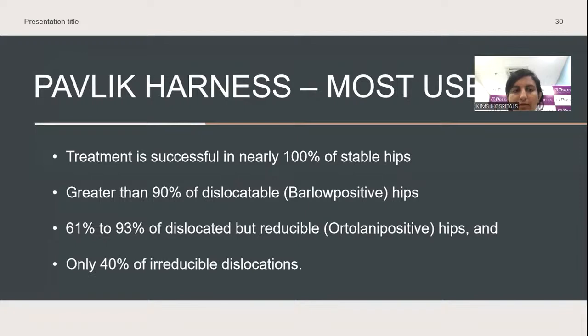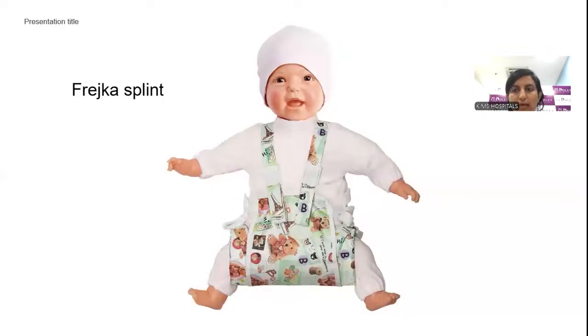Pavlik harness is usually used for 4 weeks. It is not recommended beyond 4 weeks because it can again lead to avascular necrosis of the femur. Beyond 4 weeks, if there is no success with Pavlik harness, we go ahead with closed reduction.